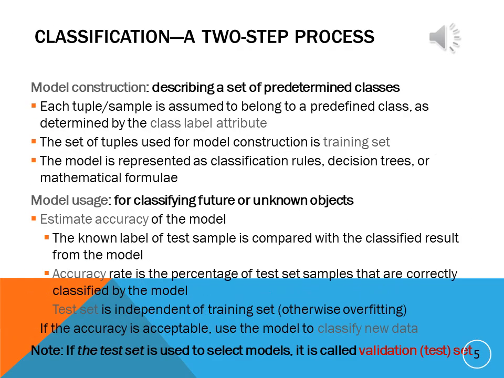Classification involves two steps. 1. Model construction. The algorithm learns from the training data to build a model, such as a decision tree. 2. Model usage. The model is then used to classify unseen data. We evaluate accuracy by comparing predicted labels to actual labels in a separate test set. Important: training and testing datasets must be separate to avoid overfitting.